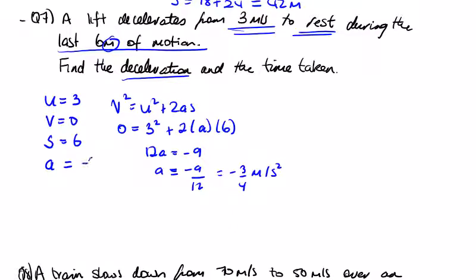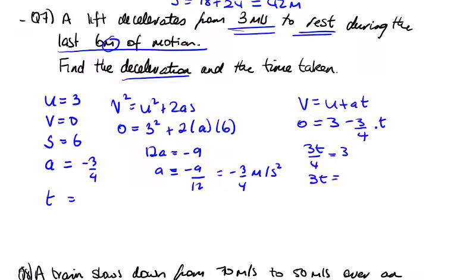So we have a minus 3 over 4, and time. We can use any of the formulas for time. v is equal to u plus at. So we're going to get v, which is 0, is equal to u, which is 3, minus 3 over 4 times t. So 3t over 4 is equal to 3, 3t is equal to 12, t is equal to 4 seconds.